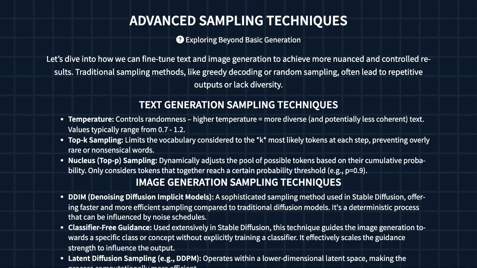Okay, let's talk about how we can really shape the output from our generative AI models. Instead of just picking the most likely word or pixel at each step, which often leads to a bit of repetition or weirdness, there are some clever sampling techniques we can use. Think of temperature as controlling the level of randomness. Higher values give you more creative, but potentially less coherent results. Top K and nucleus sampling are ways to narrow down the possibilities, focusing on the most relevant choices. And when it comes to image generation, methods like DDIM and classifier-free guidance allow us to really steer the output towards a particular style or concept even without explicitly training separate classifiers for each one. They are all about making the process more efficient and giving us finer control.